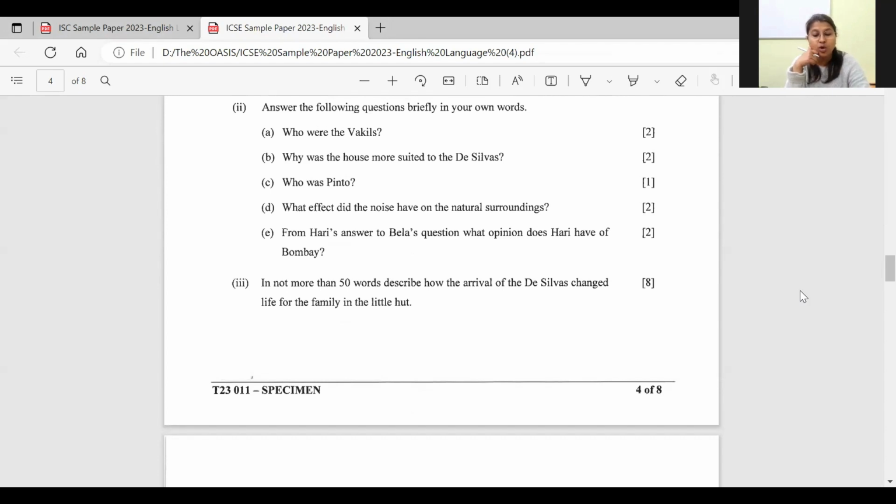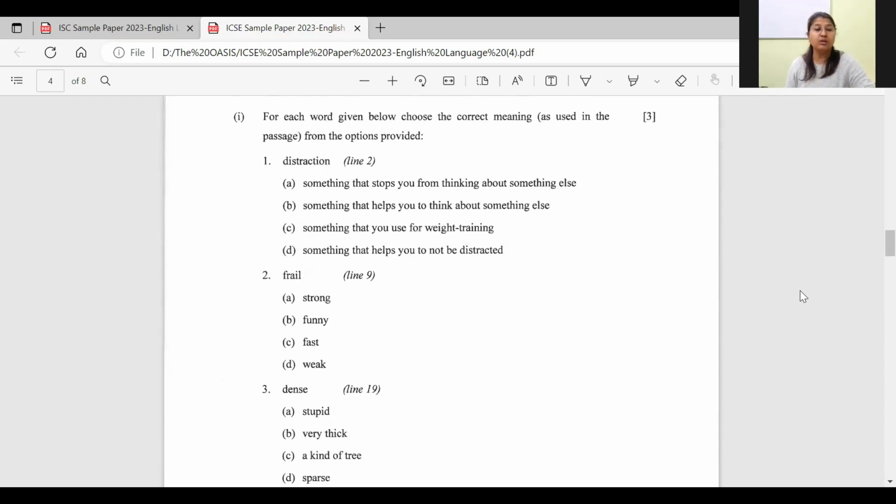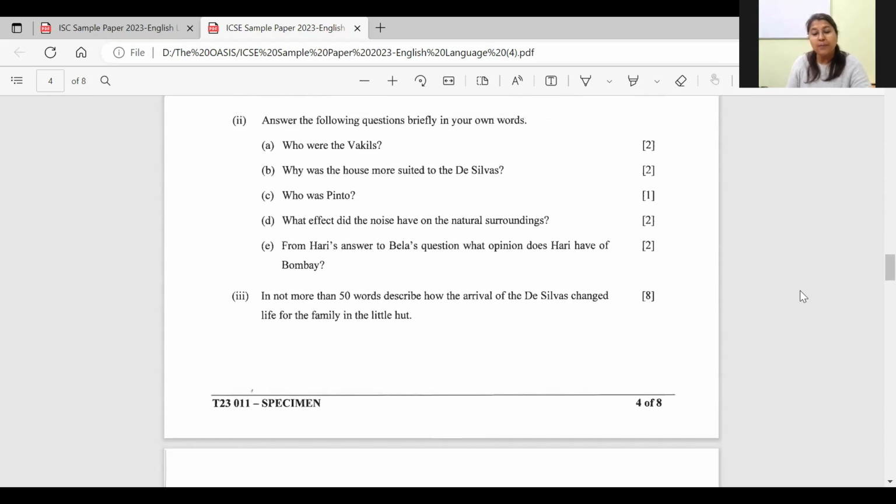And look at the third one. In not more than 50 words, describe how the arrival of D'Silva changed life for the family in the little hut. So again, there is a particular thing that they have asked. It is like another question which you have to answer in 50 words only. So you just take that portion from the passage, read it once again, and write the points, fit the words in that grid which you have formed, and write it in your own words like any other answer that you do. So it is another kind of question, but with a difference.